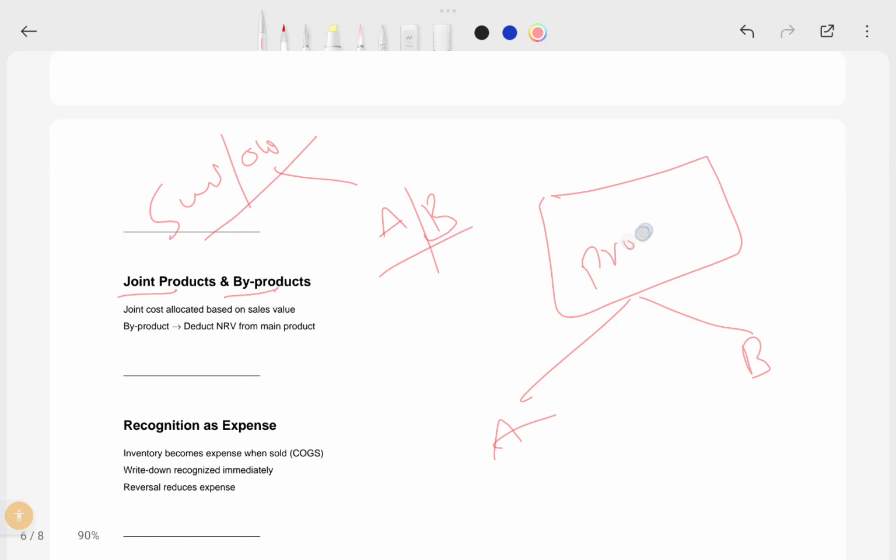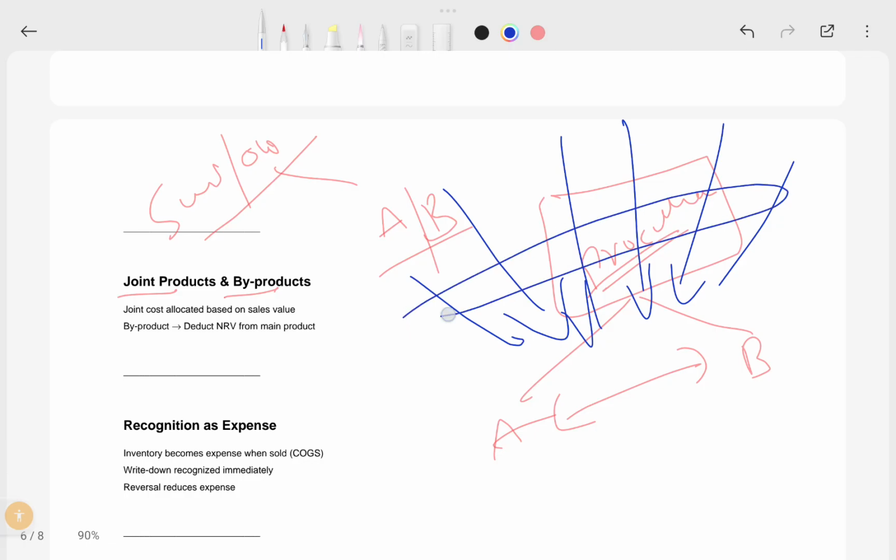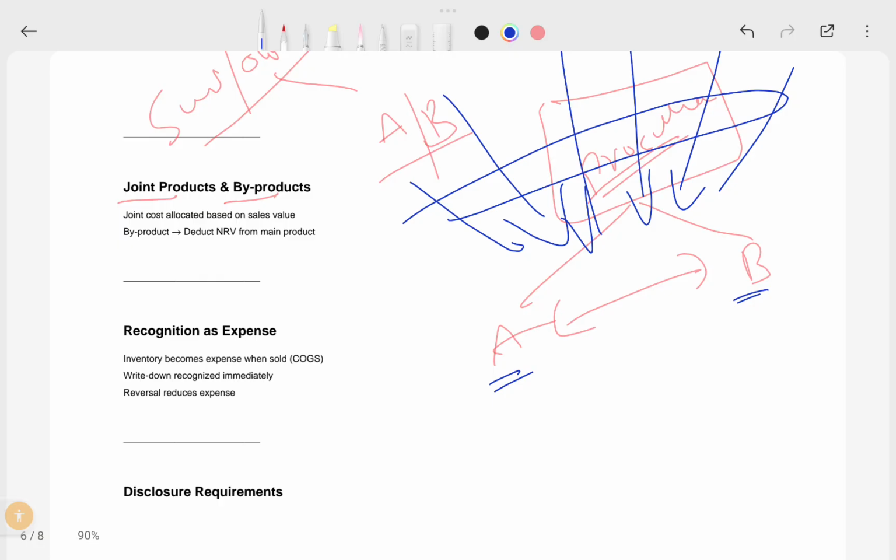All this production process will create two items, item A and item B. After incurring production raw material cost, overheads, direct labor, indirect labor, everything, you will get two products in the same production process. This is called joint products. Along with these joint products, one byproduct also will come.